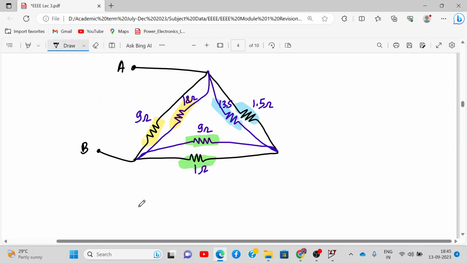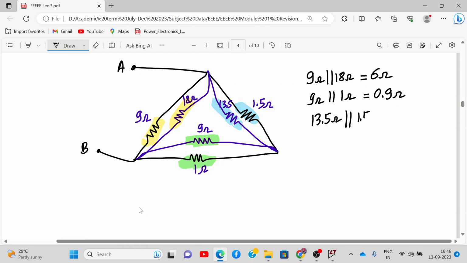So let us first calculate 9 ohm parallel to 18 ohm. So this comes out to be 6 ohm. If you work out in the calculator, this will come out to be 6 ohms. Then we have 9 ohm parallel to 1 ohm. This comes out to be 0.9 ohms. And then last one, we got 13.5 ohms parallel to 1.5 ohm. If you notice carefully, the equivalent resistance, the parallel resistance, will be lesser than the lower value of resistance. So here it is lesser than 9 ohms, here it is lesser than 1 ohm, and here it will be lesser than 1.5 ohms. So that will come out to be 1.35 ohms.